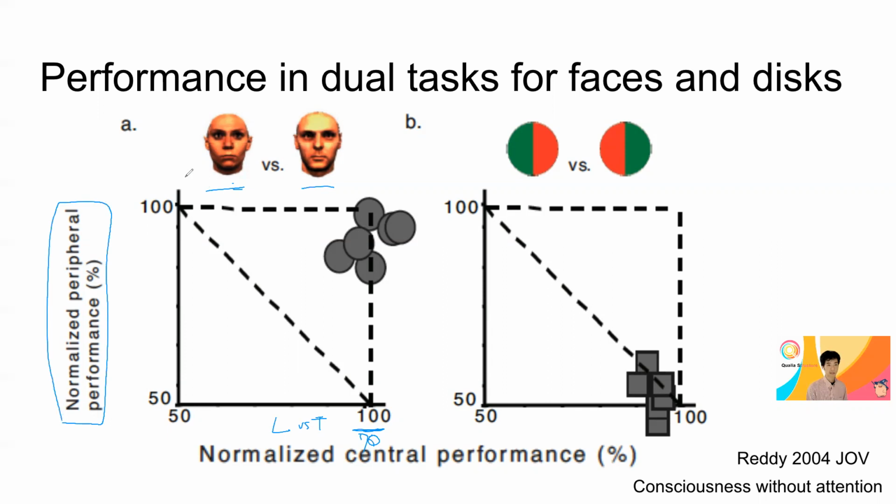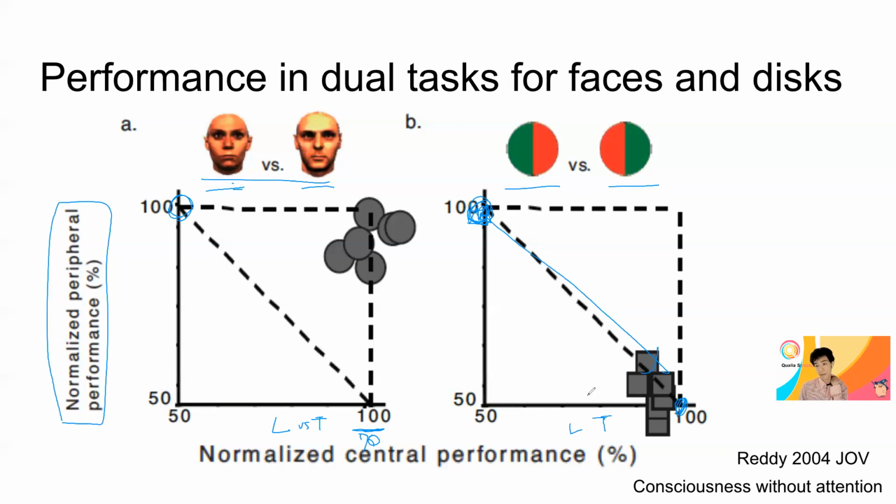So in this case, it is a face gender discrimination. Under the single task, it's around here, and then it doesn't drop. But in the case of the red-green or green-red task, y-axis, then it's central task, single task performance locates here, but it all goes down here if you try to do the same L/T task at the center at the same time.